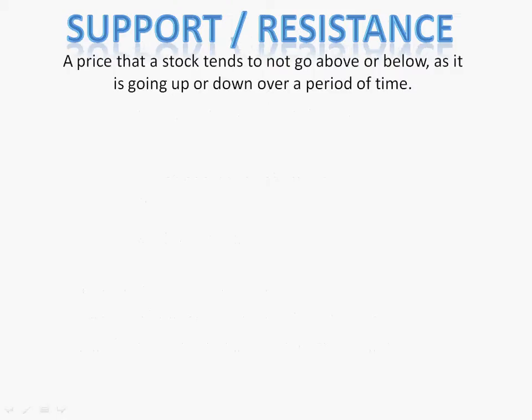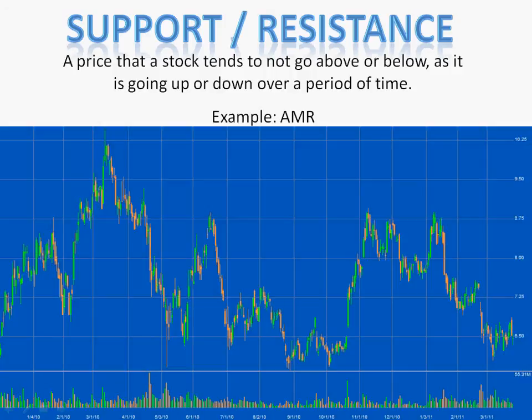So support and resistance is a price that a stock tends to not go above or below as it is going up or down over a period of time. Let's go ahead and use an example of AMR. This is the 1-year chart of AMR. Each candlestick you see on the graph represents 1 day. And the first thing that jumps out at me is during this time period, the stock has an obvious support level.